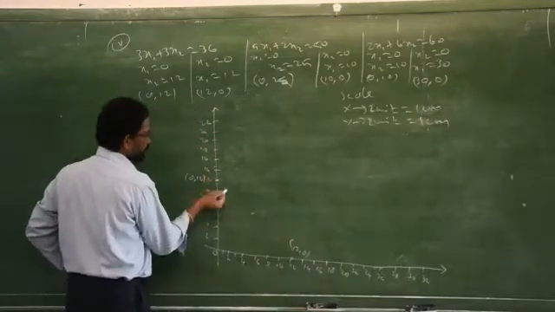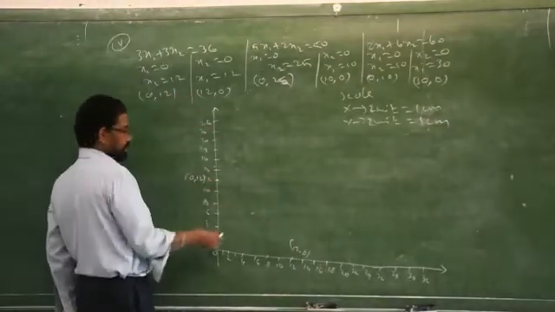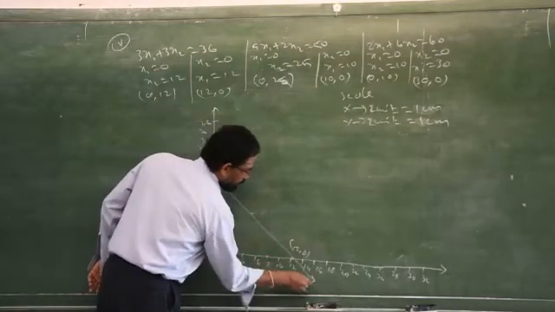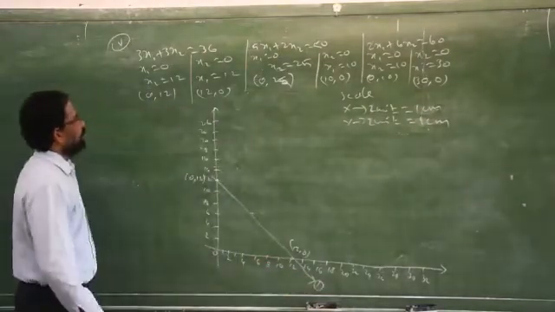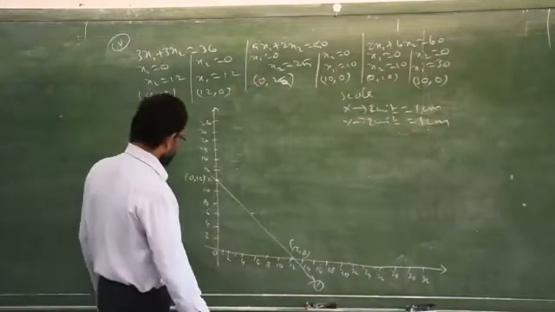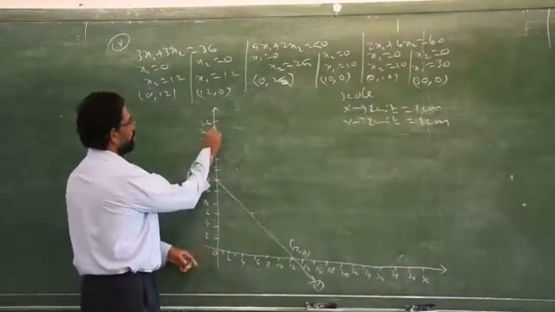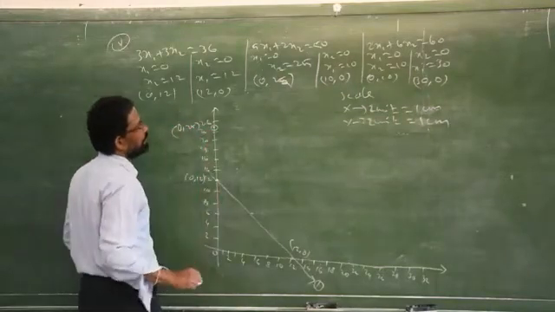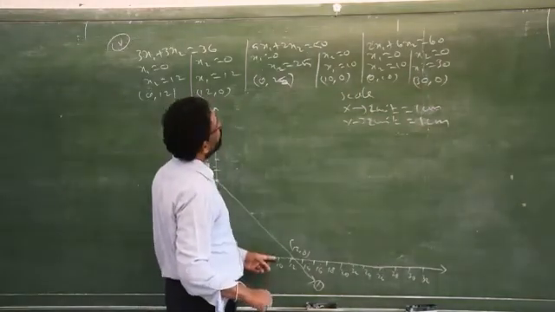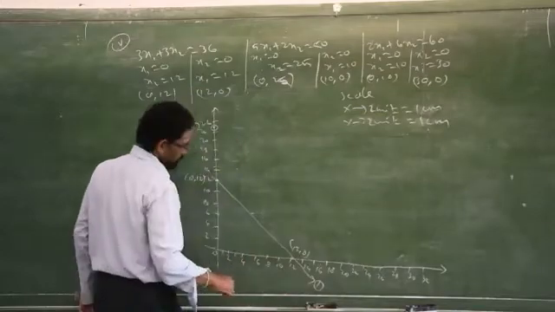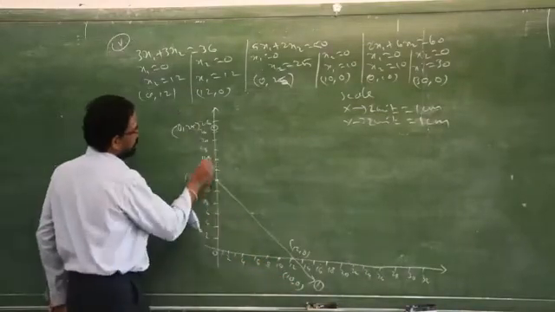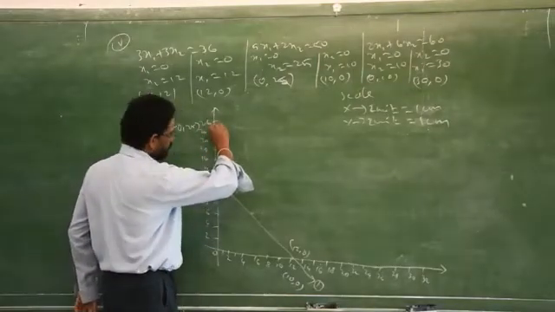So first you have to connect. Once you plot the points from the first constraint, please use a scale and connect. Name it equation number 1. What is the next one? 0, 25. Where will 0, 25 come here? Just circle it. Then 10, 0. Where will 10 come? Here, 10, 0. Just connect by using the scale.